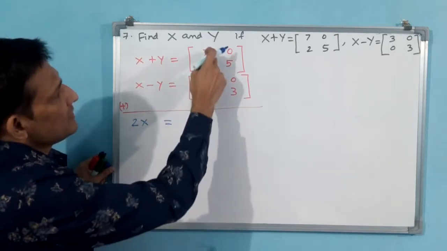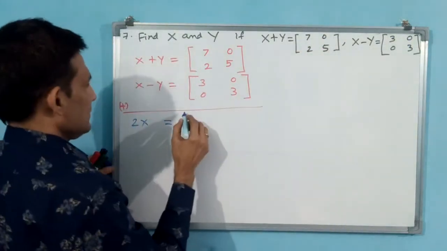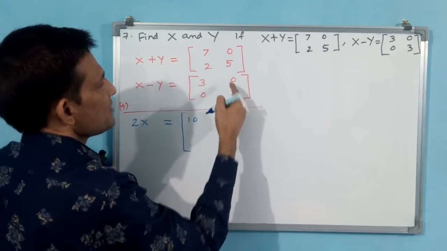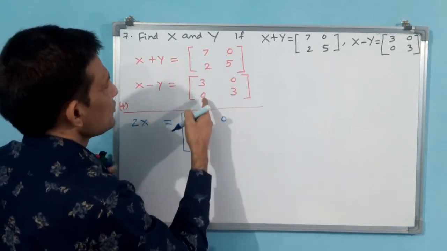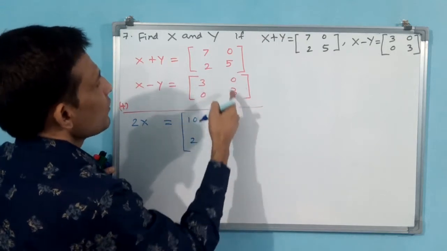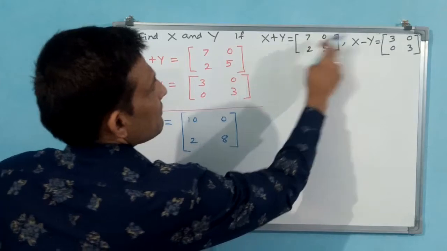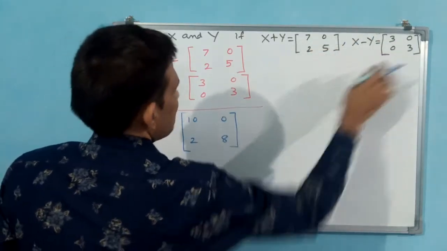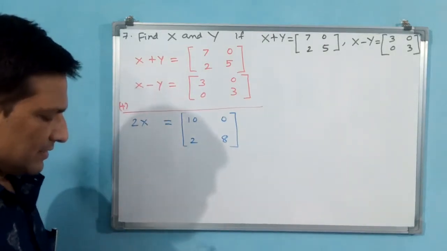Matrix addition: you have to make 7 plus 3, 10. 0 plus 0, 0. 2 plus 0, 2. 5 plus 3, 8. Is it okay? Why? Because 7 plus 3 is 10, 0 plus 0 is 0, 2 plus 0 is 2, 5 plus 3 is 8. Okay, now this is 2x.